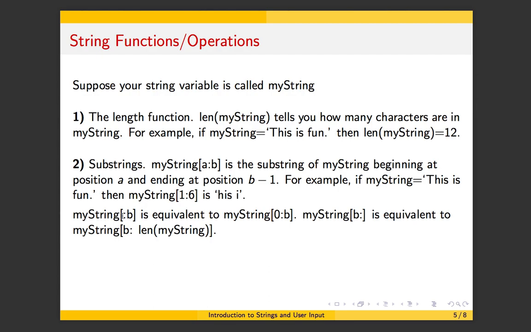If you omit that A value to the left of the colon, it is assumed that A is 0. So if you do my string and then blank colon B, you're going to start at the beginning of the string and then go up to position B minus 1. And similarly, if you omit something to the right, that's equivalent to just starting at B and then going all the way to the end.